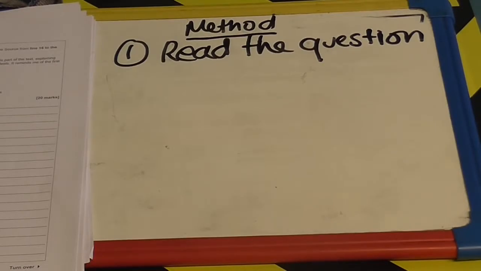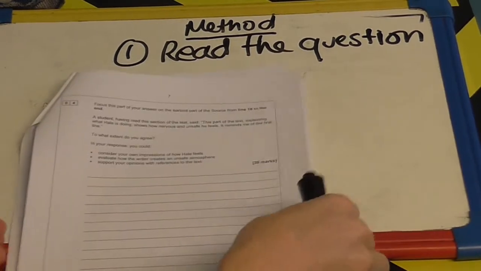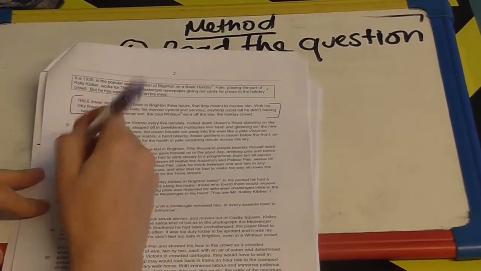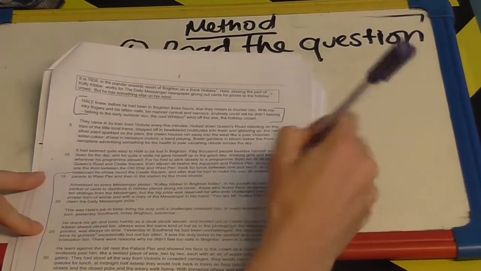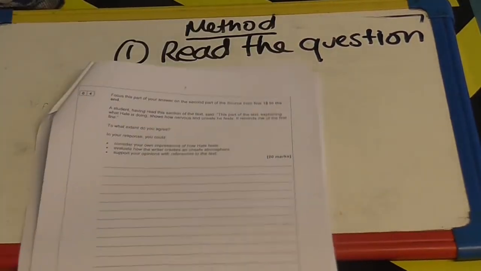So this question says, focus this part of your answer on the second part of the source from line 16 to the end. A student, having read this section of the text, said that this part of the text, explaining what Hale is doing, shows how nervous and unsafe he feels. It reminds me of the first line. So that you need to make sure that you've put a box around line 16 to the end. Just to remind yourself that that's where you need to get your evidence and your information from.